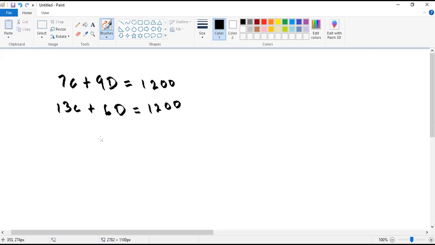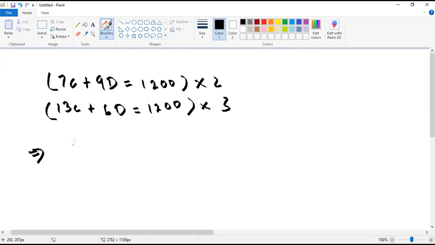Remember, it's the whole concept of elimination. Which one do we want to eliminate? Do we want to eliminate D or eliminate C? We can eliminate the D variables, make them the same and eliminate them. How would we do that? I would say I will multiply by 2 and the other by 3. So if we multiply this equation by 2 and this equation by 3, let's see what we get.